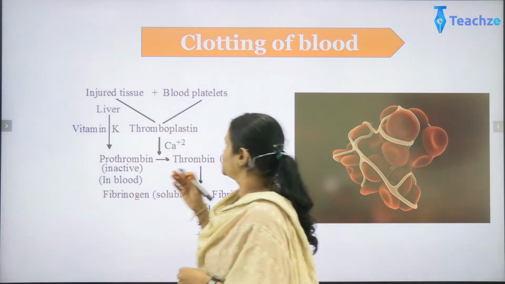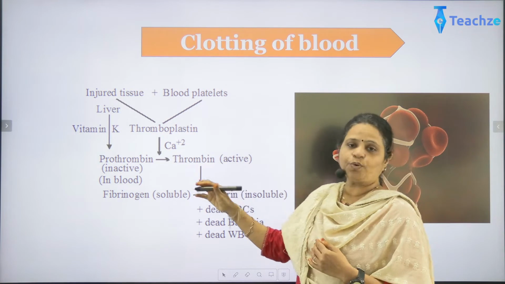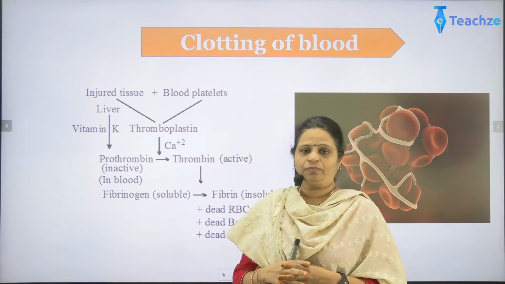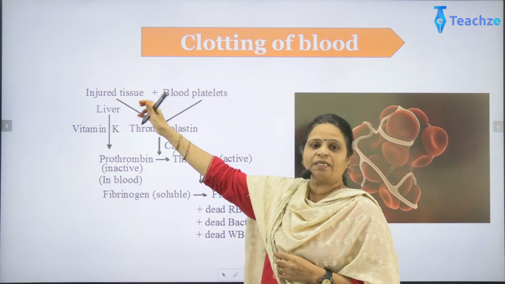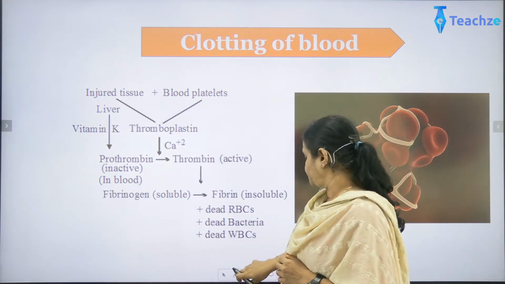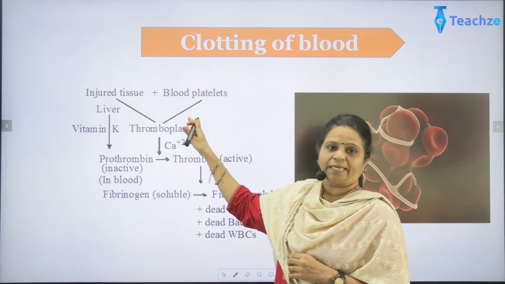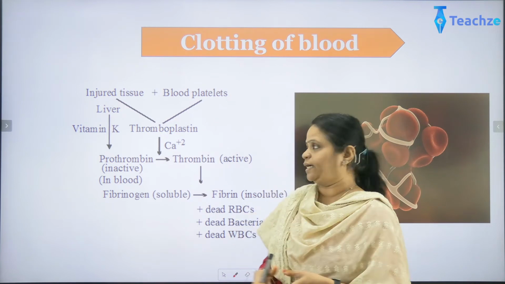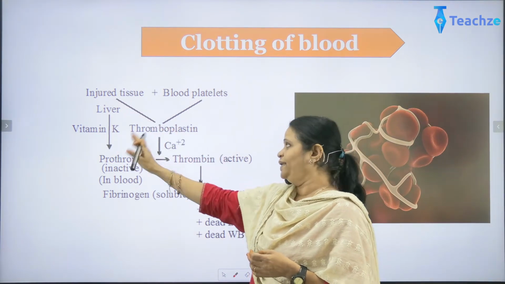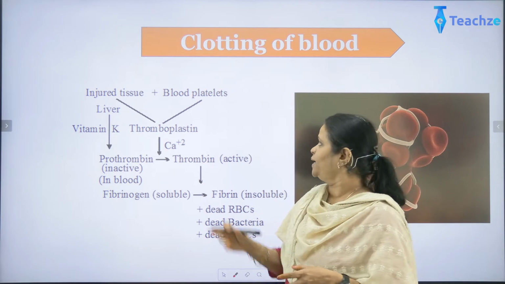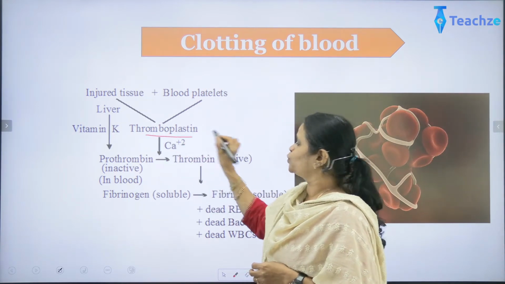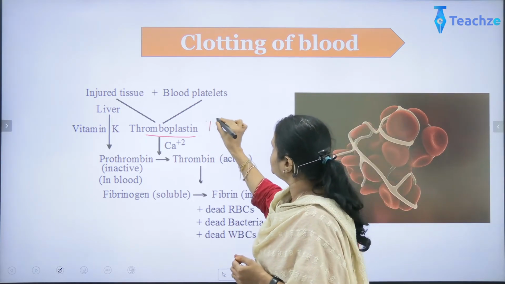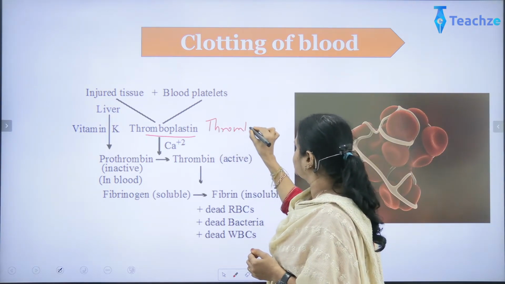Now coming to the first one. Here on the screen you have a flow chart. What is the flow chart about? We will try to understand. Whenever there is an injury, you find the blood platelets coming to your rescue. They have to come because that is how the clotting occurs. Now the liver gives out vitamin K, and here you can see there is thromboplastin. Thromboplastin is an enzyme otherwise called thrombokinase.